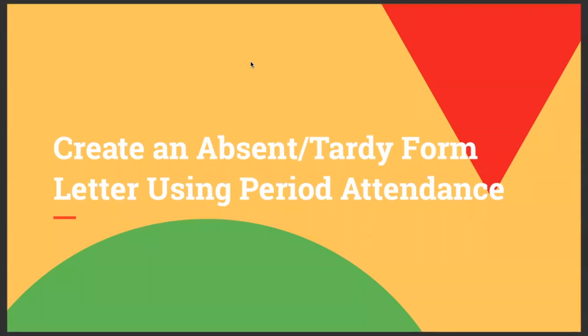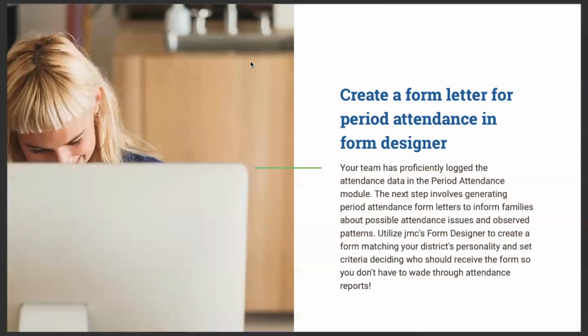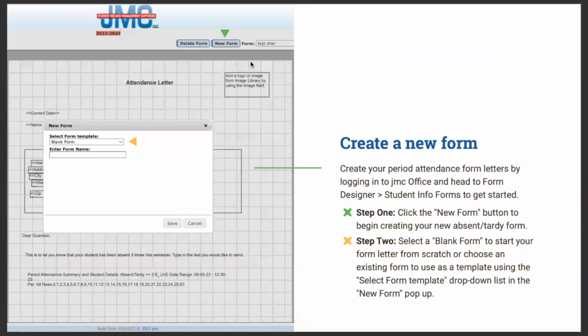Awesome. So creating attendance or absence or tardy letters in the form designer. Your team has proficiently logged the attendance data in the period attendance module. The next step involves generating period attendance form letters to inform families about possible attendance issues and observed patterns. So utilize JMC's form designer to create a form matching your district's personality and set criteria deciding who should receive the form, so you don't have to wade through attendance reports. This is a real big time saver for folks that want to create these letters.